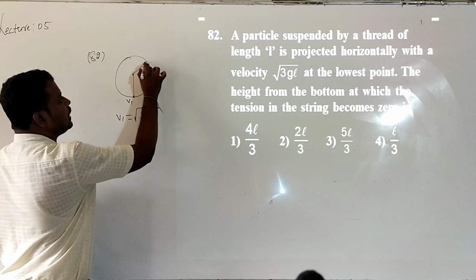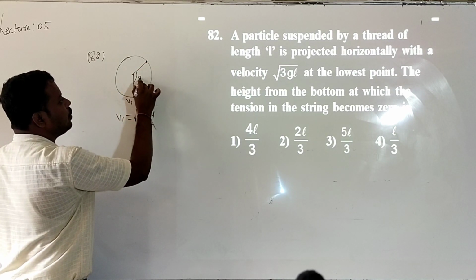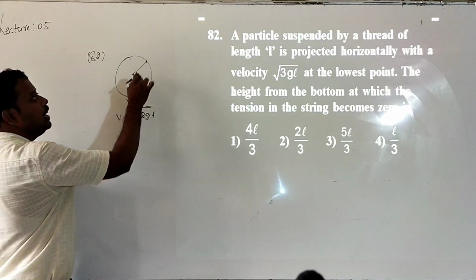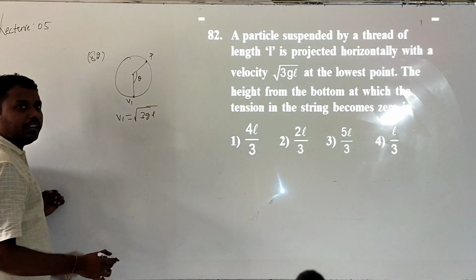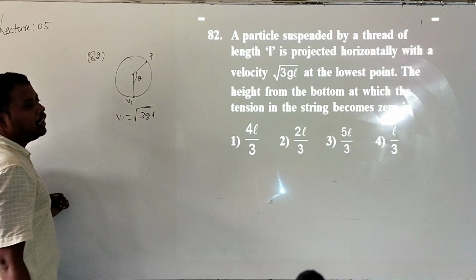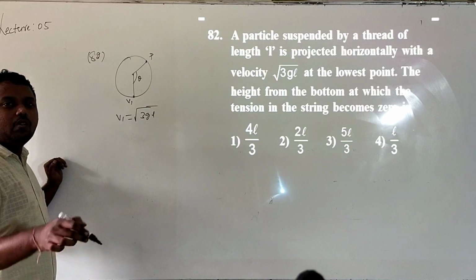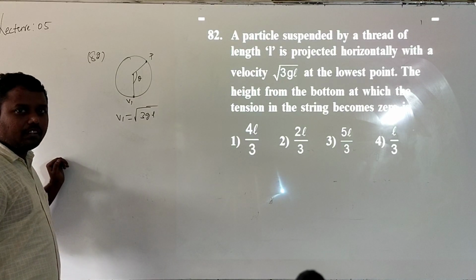It will not oscillate, but will travel up to a certain height, and from that height it will fall down. Yesterday we wrote the condition. Let us suppose it falls down from the point P. When it is falling from the point P, they are asking us to calculate the height of that point. Okay now?